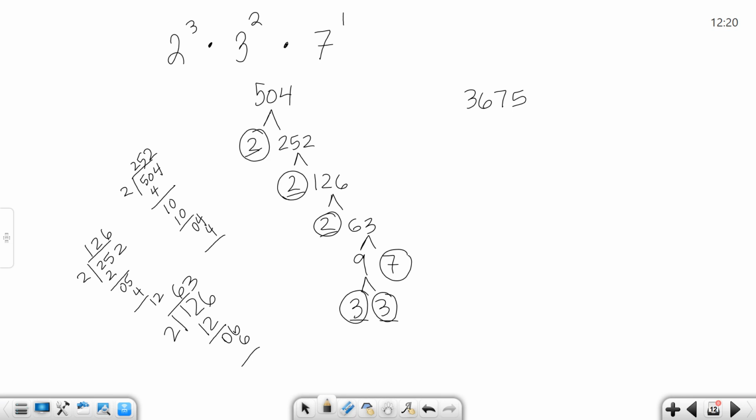Okay, so let's try 3,675. I don't know what goes into it, but I do know it's a multiple of 5 because it ends in a 5. So that's how I'm going to start it.